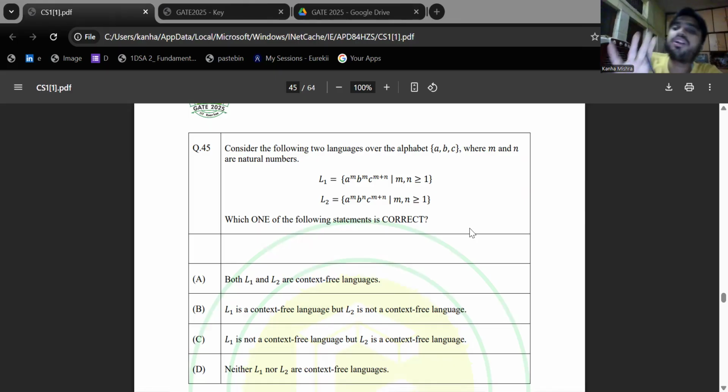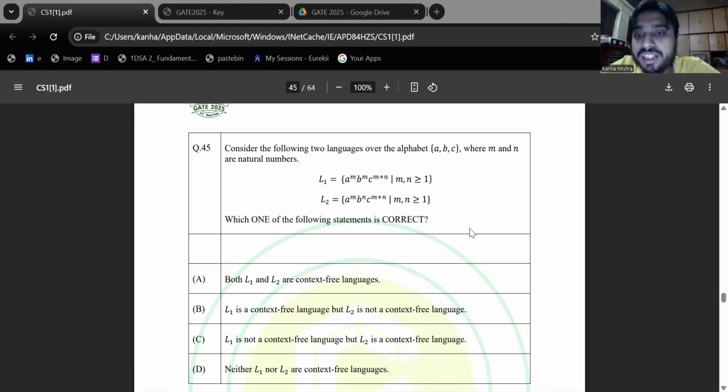We are right now focusing on type 2, which is context-free languages. Its recognizer is a pushdown automaton, and palindromes and A to the power N, B to the power N are common examples. What is a context-free language? A language is context-free if it can be recognized by a pushdown automaton or generated by a context-free grammar.